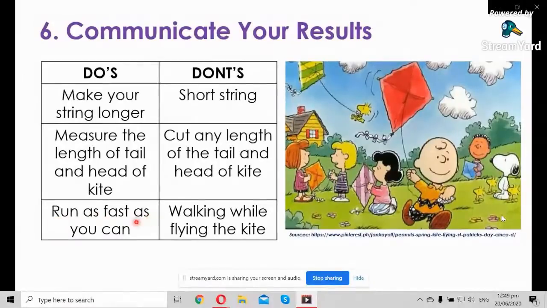Run as fast as you can. Don't walk while flying the kite. Does it matter if you run fast or walk? Yes, it matters. What will happen if you just walk while flying the kite?